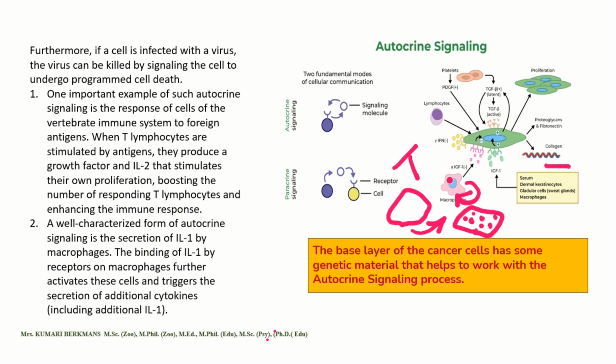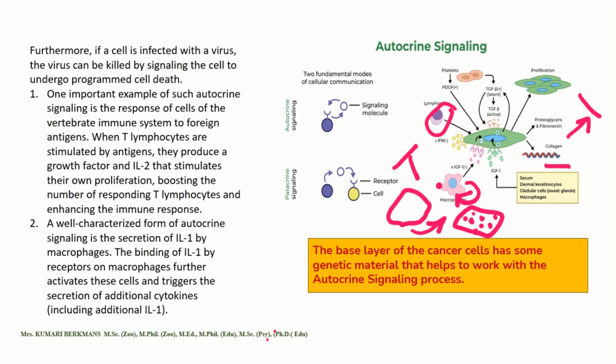This also happens in the lymphocytes and in the platelets. The platelets proliferate and production of collagen takes place when there is any wound or blood loss. At that time, this will be produced in large amount to stop the blood flow.